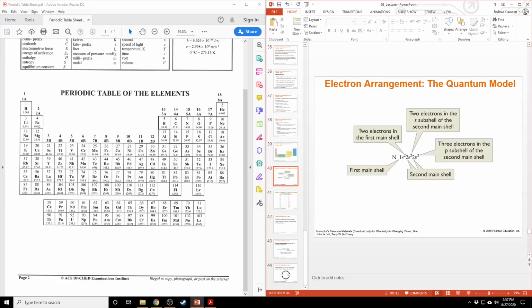So all you need is your periodic table here. You don't need anything else. You don't need to look at anything else. All you need to do is just find nitrogen on your periodic table. There's nitrogen. Okay. So what we're going to do is every single time you do an electron configuration, all it is is an address on the periodic table.